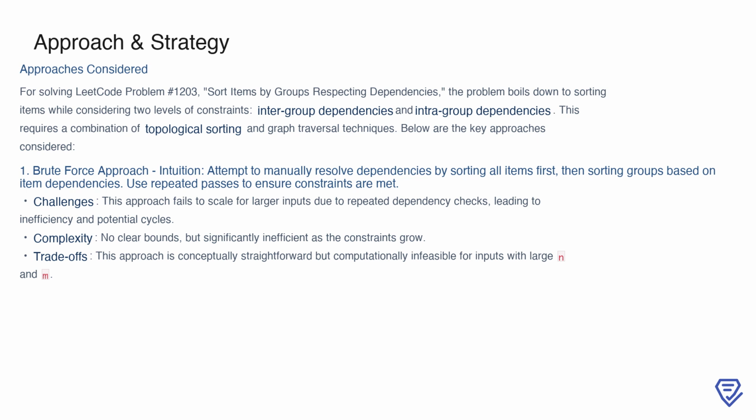Now, one approach we could consider is the brute force method. The intuition here is to manually resolve all dependencies by first sorting the items, then sorting the groups based on those item dependencies. However, this method has significant challenges. It struggles with scalability because repeatedly checking dependencies becomes inefficient as the input size grows.